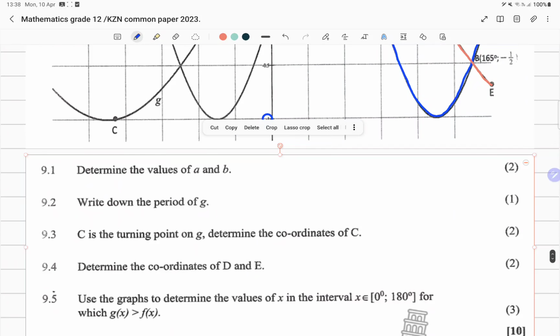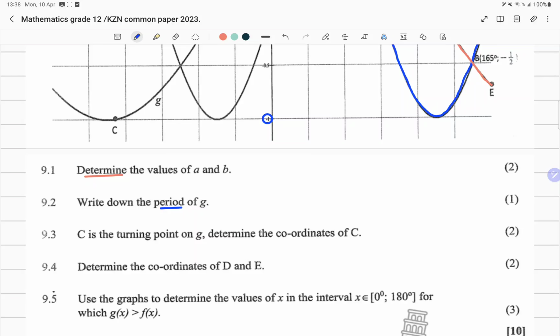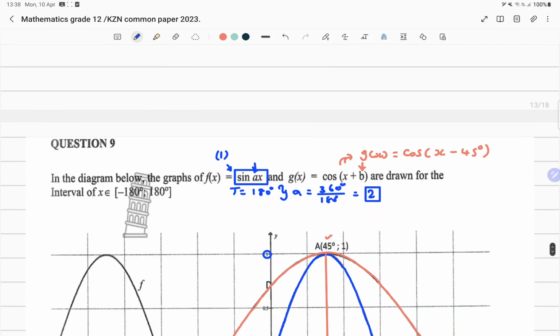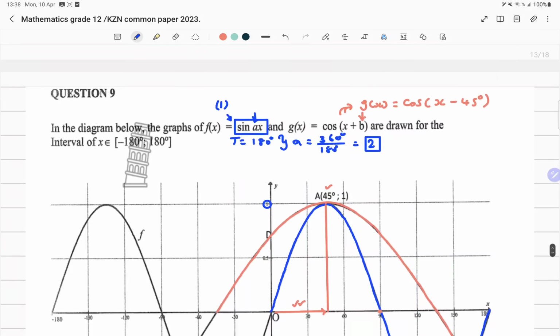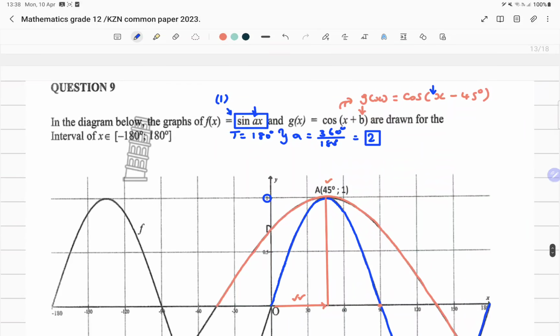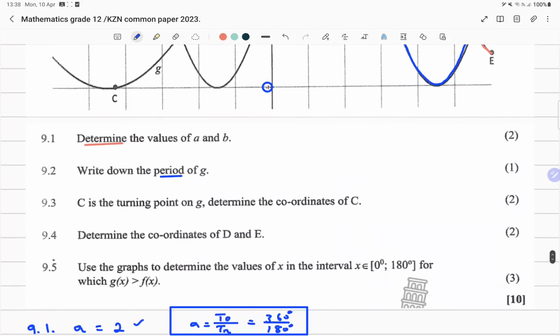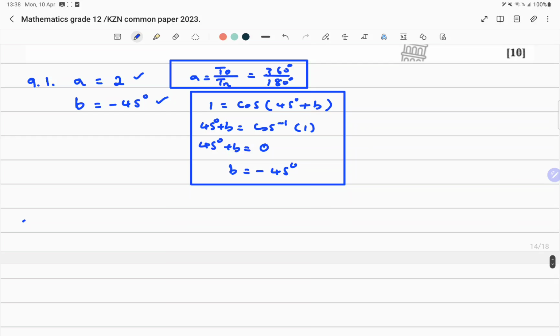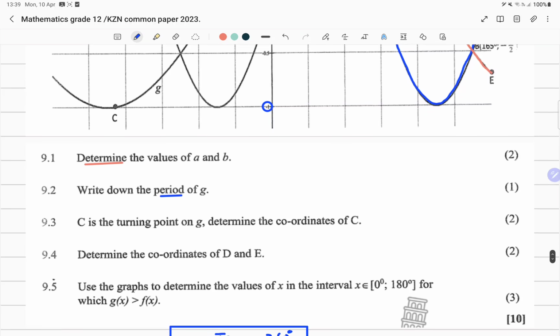Next question. It says write down the period of G. Do you see? We've already determined it. The period of G is this. Oh, sorry, we did not. The period of G is the cosine graph. But now, if you're looking at this coefficient of the angle, it is simply 1. There's nothing else. So when the coefficient of x is 1, the period is 360 as usual. So we can say to answer 9.2, we know that the period of G is equal to 360 degrees. They said write down. So this one is as easy as that. Nothing major. Let's move on.